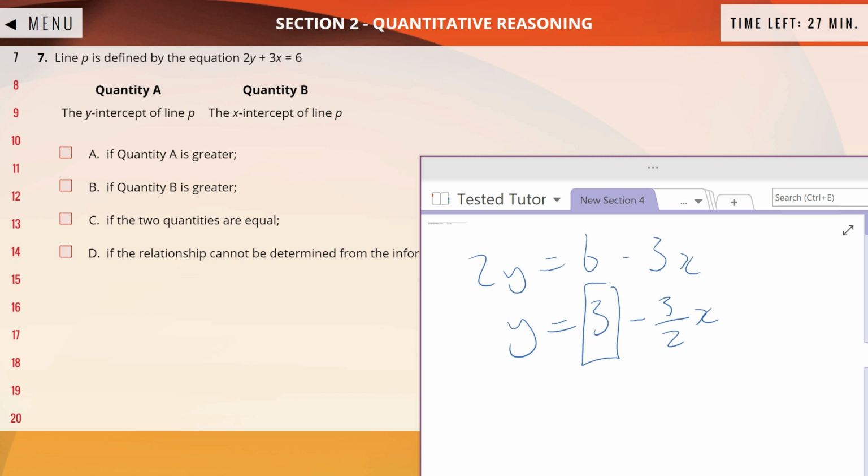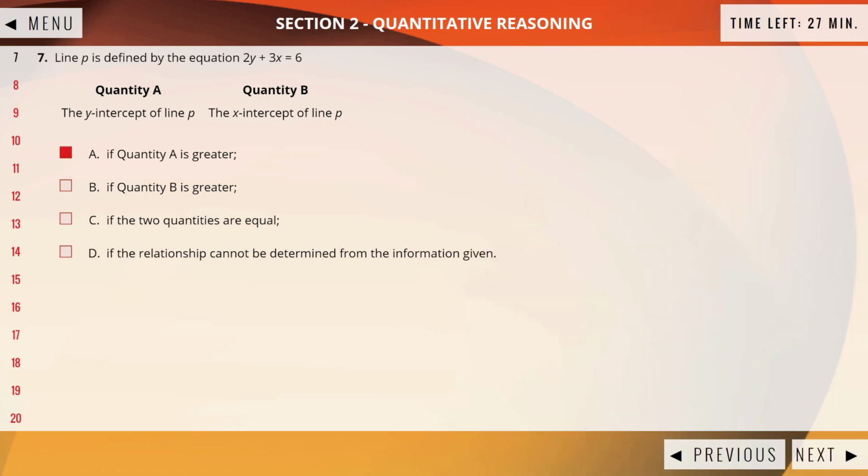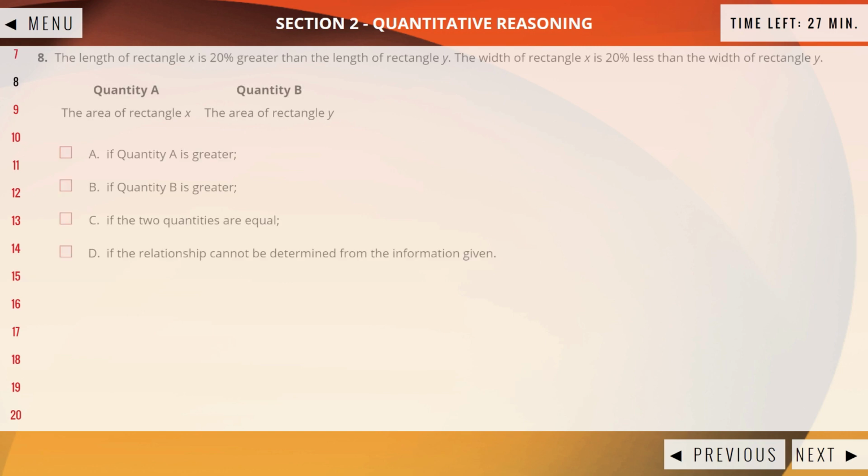The x-intercept. To find the x-intercept, you make y 0. So let's quickly find that. If we make y 0, I'm still teaching here, but I can't help it. Add 3 over 2x to both sides, so 3 over 2x equals 3, times both sides by 2, 3x equals 6, so x equals 2. So the x-intercept is 2, and the y-intercept is 3. So the y-intercept is bigger. Hopefully we'll have time to come back to that second question, which completely threw me.